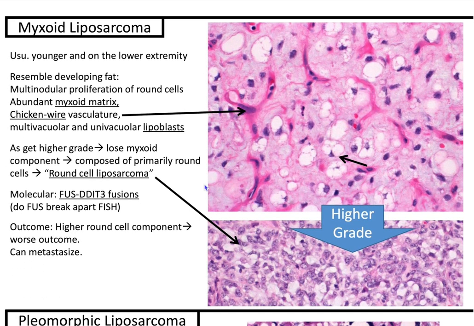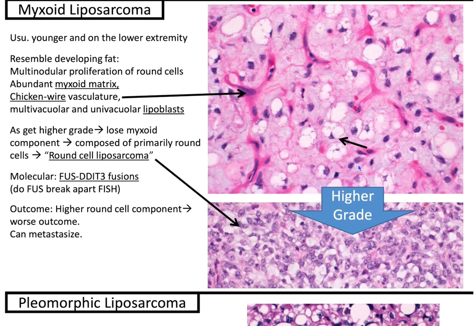Okay, myxoid liposarcoma. These are usually younger patients and on the lower, deep extremities. It resembles developing fat. You'll have multinodular proliferation of round cells with abundant myxoid matrix and this telltale chicken wire vasculature with multivacuolar and univacuolar lipoblasts, as you can see here.